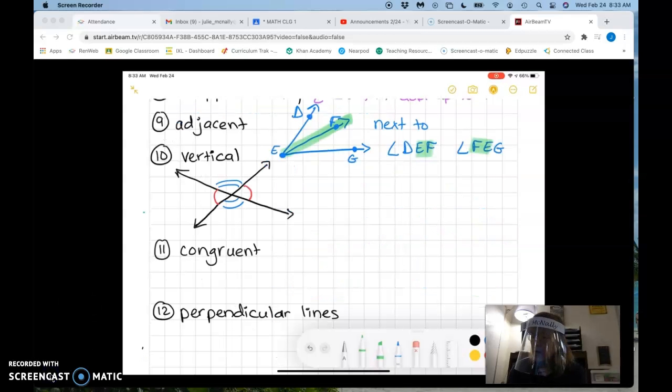So congruent angles means that they are equal to each other. So they're the same size.